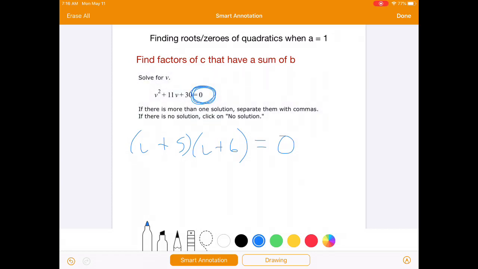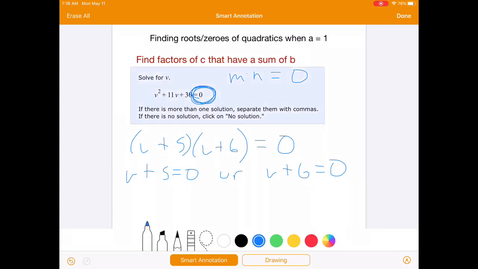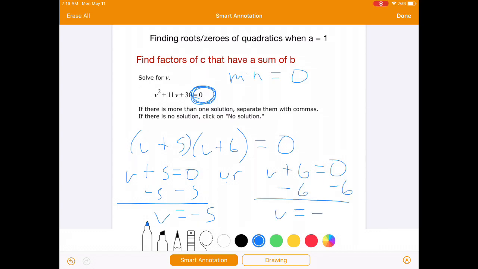I haven't talked about it at all yet during this problem, but we can't forget that this is all equal to 0. And what we're going to remember is the only time we can multiply two things and get 0 is if one of them equals 0, or in this case, v plus 5 equals 0, or v plus 6 equals 0, or both. So when we're doing these problems, we have to consider both v plus 5 and v plus 6 equals 0. And this is simple. It's a one-step equation. Subtract 5 from both sides. So v could either equal negative 5, or when we subtract 6 from the other equation, v could equal negative 6.